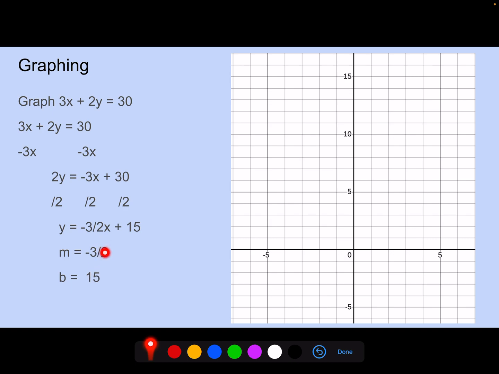I always do my y-intercept first. I can't use slope without a point. So I'm going to put b first. And then from there, I'm going to go down 3 over 2. So I'm going to go 1, 2, 3, and then over 2. Then I'm going to go 1, 2, 3 over 2 again. And then from there, I can see my line being formed. And there's my line.